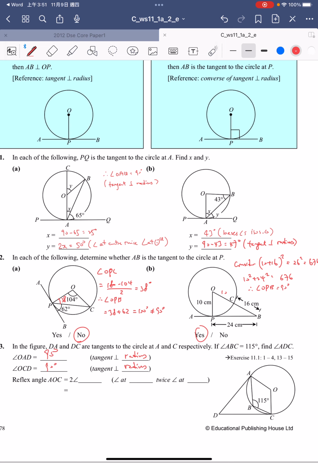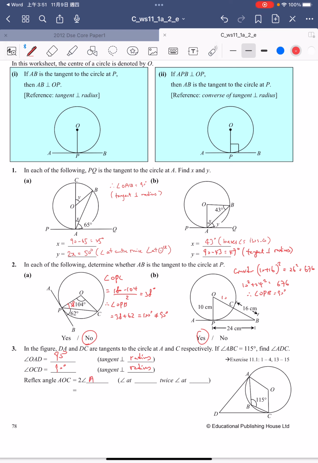So this is the reflex angle. This reflex angle is subtended by this arc, and this arc is subtended by this angle ABC. So this is the angle at the center towards the angle at the circumference, which is equal to double the angle ABC by using angle at the center is twice the angle at the circumference. So it's equal to 2 times 115, which is equal to 230.